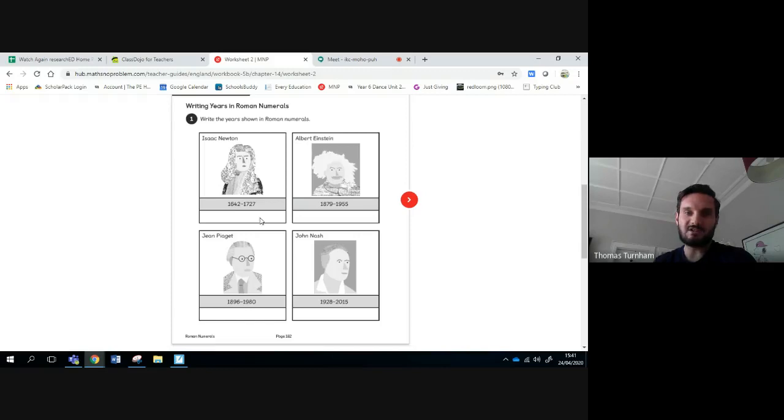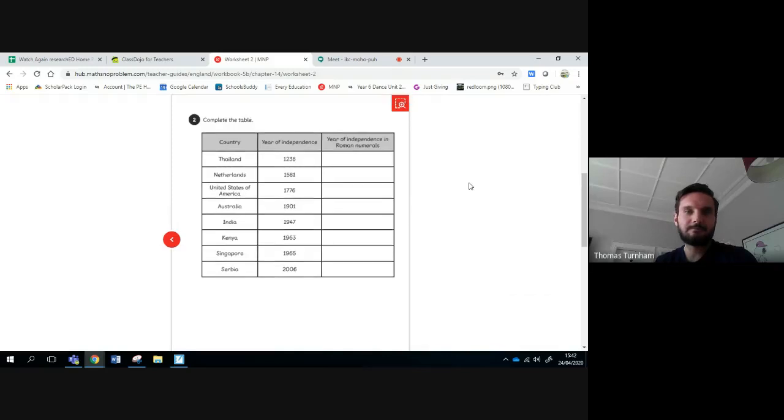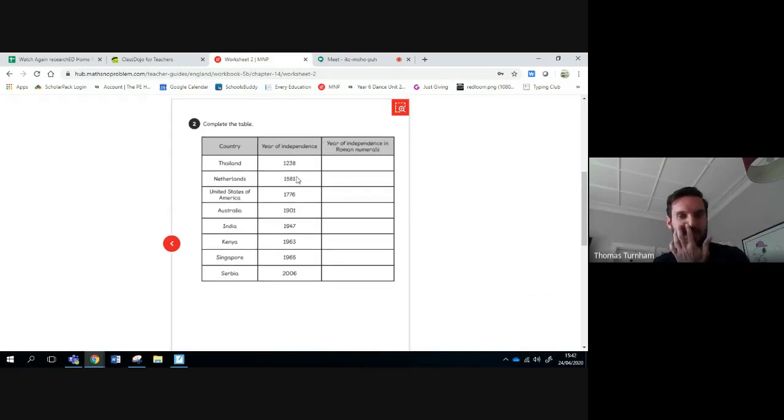So for each of these squares, there are 2 different numbers you need to make in Roman numerals. You can do those on scrap paper, or you can go to the worksheet tasks, which are going to be attached. Once you've done this page, the second page asks you to translate or transfer these years into Roman numerals as well.